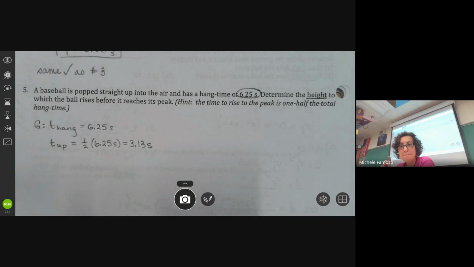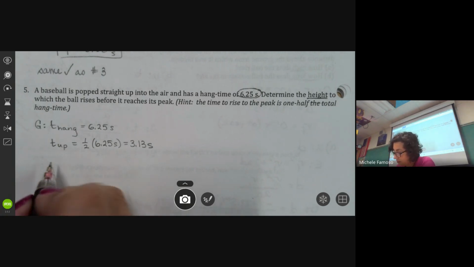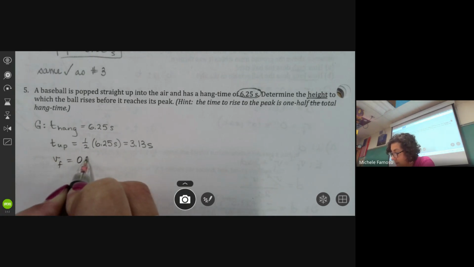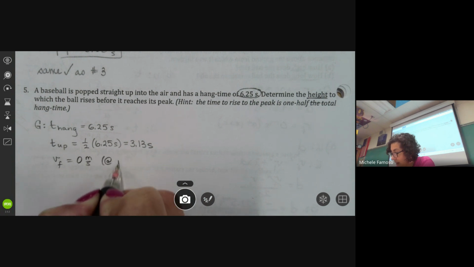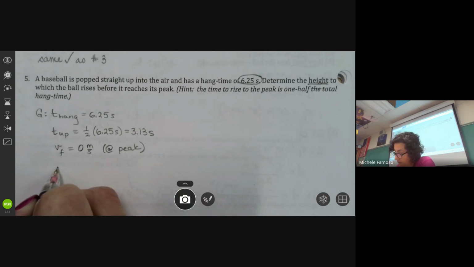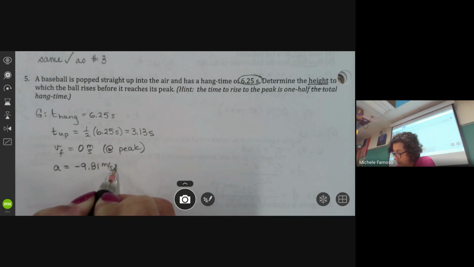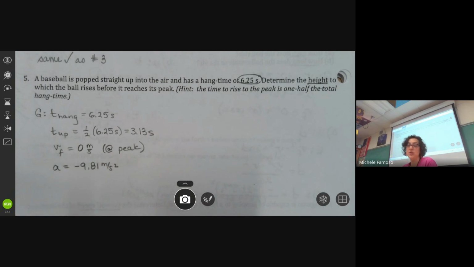Let's just see if we can finish off the givens on this. What else do we know about it as it goes up? Janicia, anything? Yep. That's at the peak. And Ryder, there's something else we know. Okay. Let's take our break, then we'll finish this up, and then we'll work on a lab.